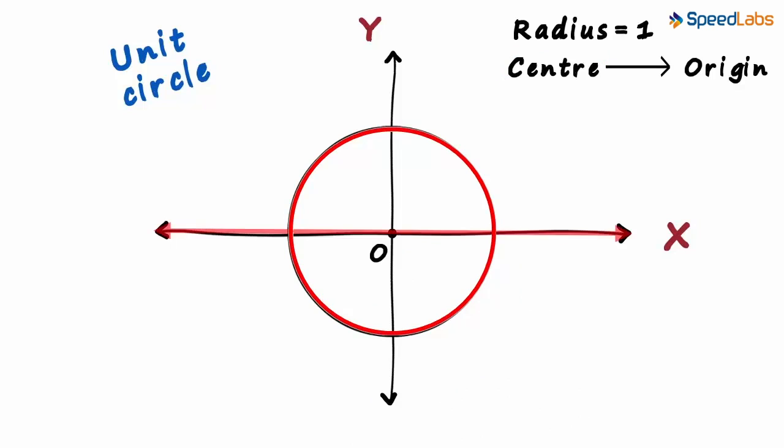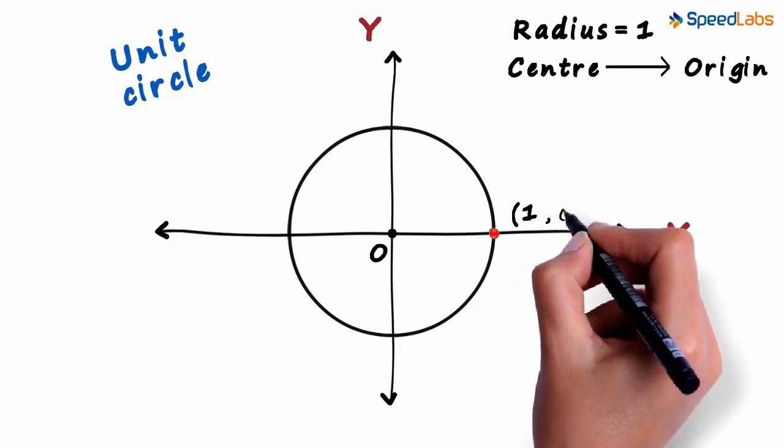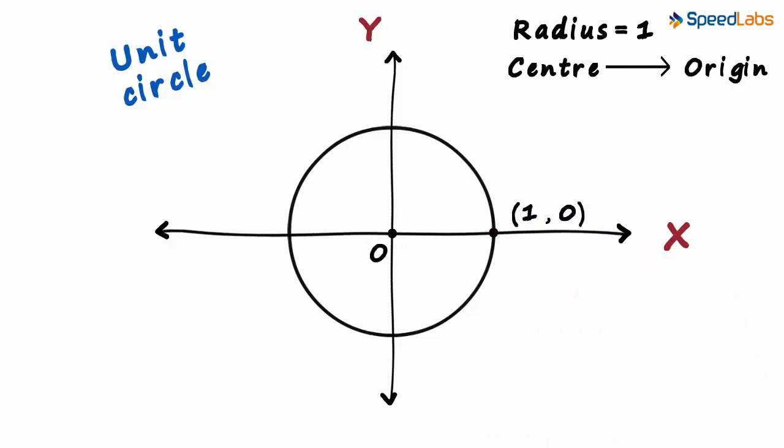Notice that the circle meets the x-axis at 2 points and the y-axis also at 2 points. Let's find the coordinates of those points. This point lies on the x-axis, which means its y-coordinate will be 0. As the radius of the circle is 1, its x-coordinate will be 1. The coordinates of this point will be 1, 0. What about the coordinates of this point? Simple, it will be -1, 0, as it's on the negative side of x-axis.